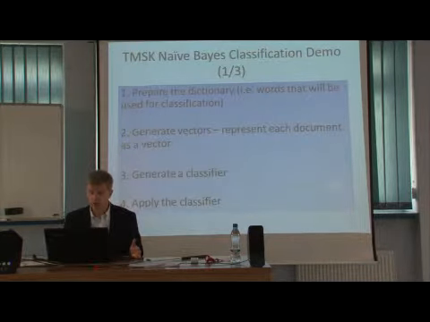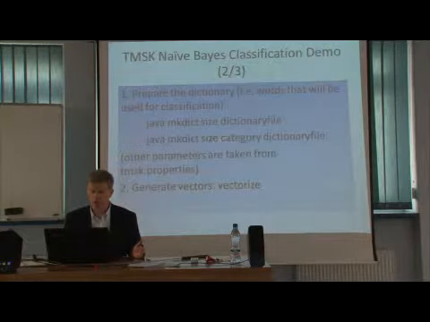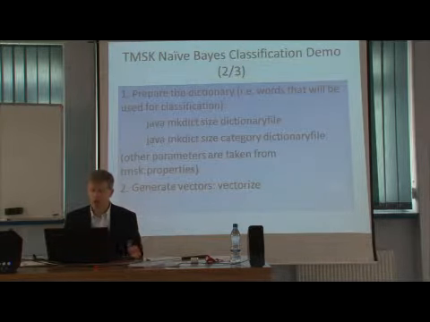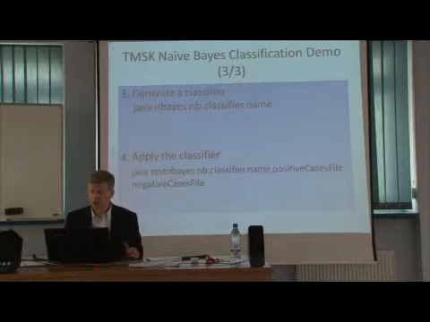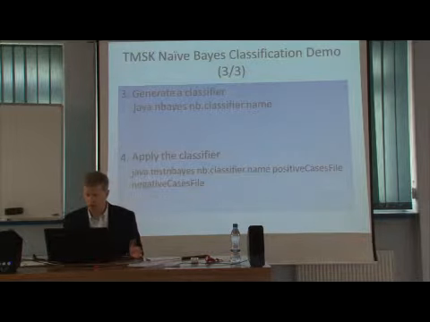All right. So what you saw was preparation of a dictionary, generation of the vector, generation of the classifier, and application of the classifier. So we did that. These were the commands that we used. Make dictionary was the command to create a dictionary file. Vectorize was the command to generate vectors. Creation of classifier was Java and Bayes, and application was test and Bayes. So very, very simple steps.